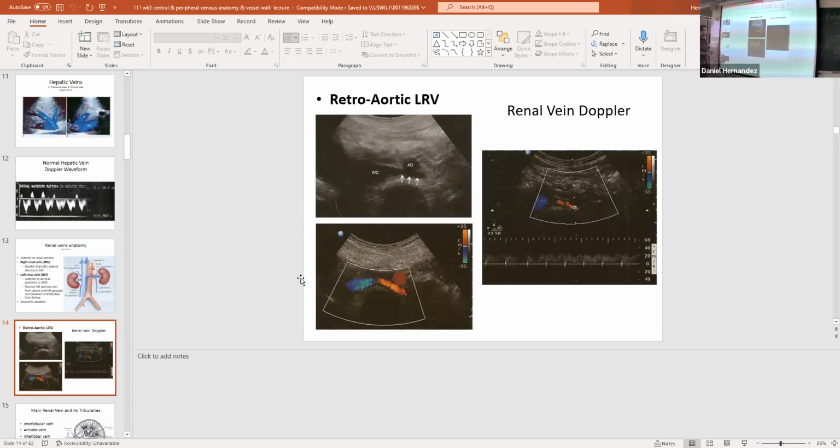So you can have some anatomical variations. In this case, we said normally that left renal vein is anterior to the aorta, so it should be in front of it. Here we're seeing a retro-aortic left renal vein. So IVC in transverse, aorta in transverse, and that left renal vein going from the left kidney. Now it's coursing posterior, behind the aorta, into that IVC. So that's an abnormal anatomical variant.